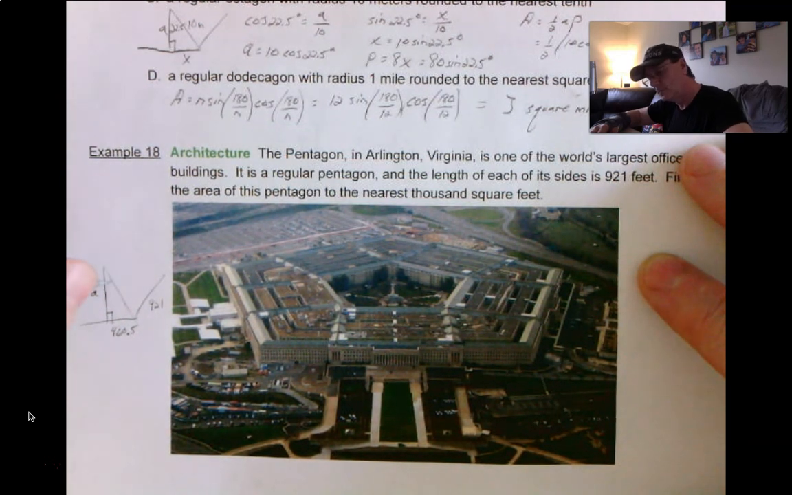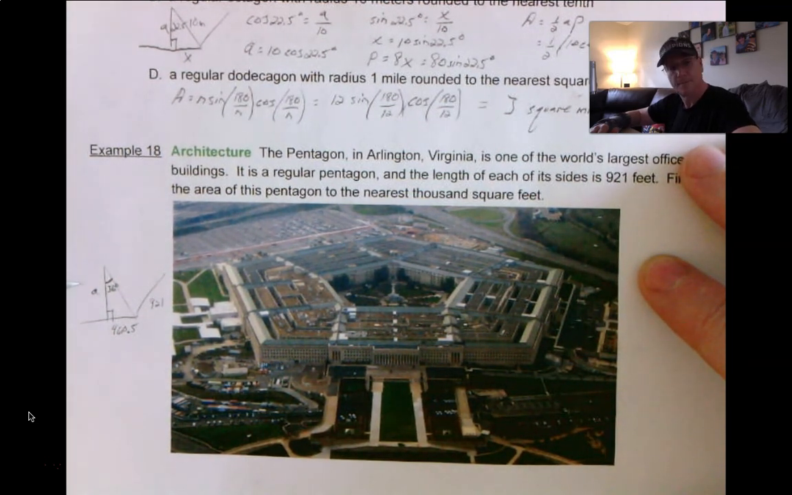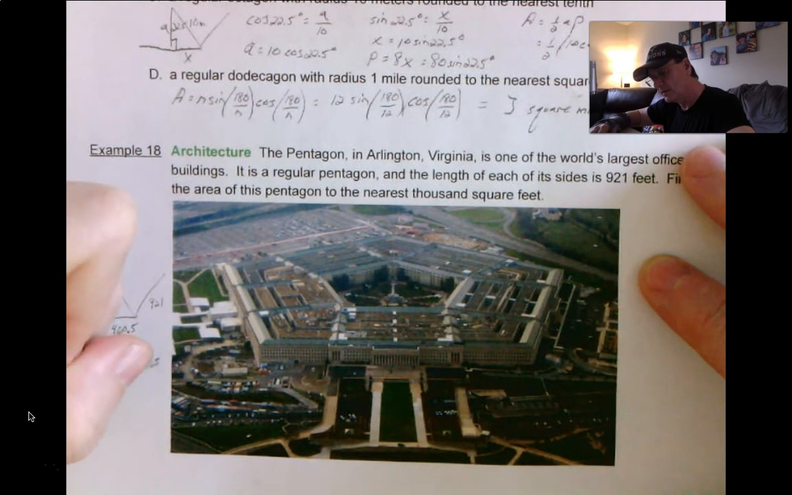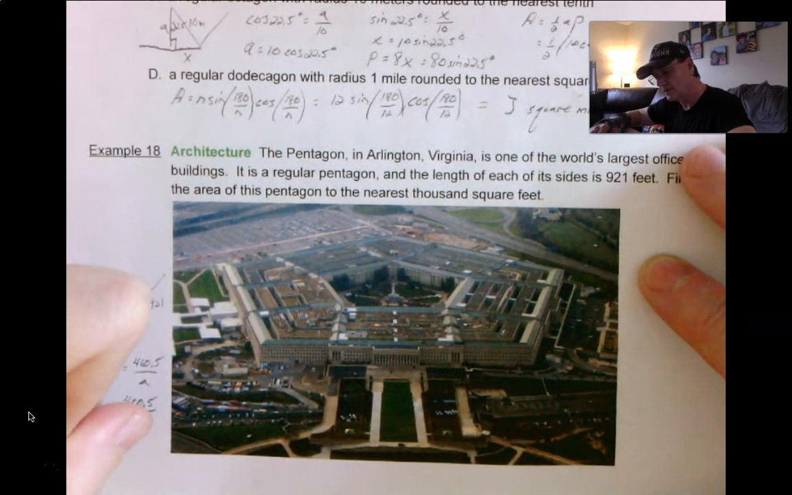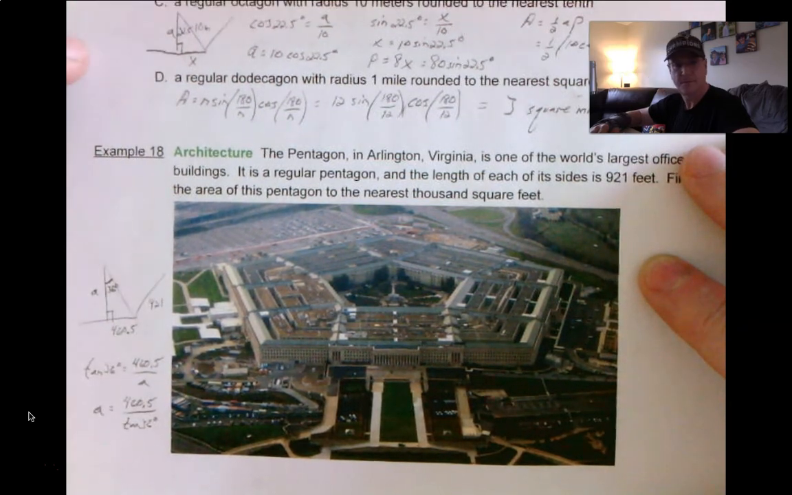This angle is 36 degrees. Okay, tangent is going to get us A. Tangent of 36 degrees equals 460.5 over A. A is equal to 460.5 over the tangent of 36 degrees.